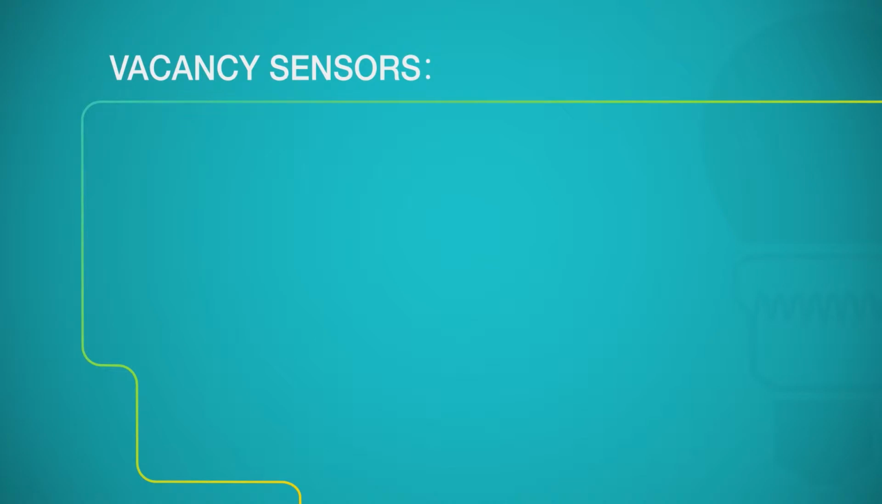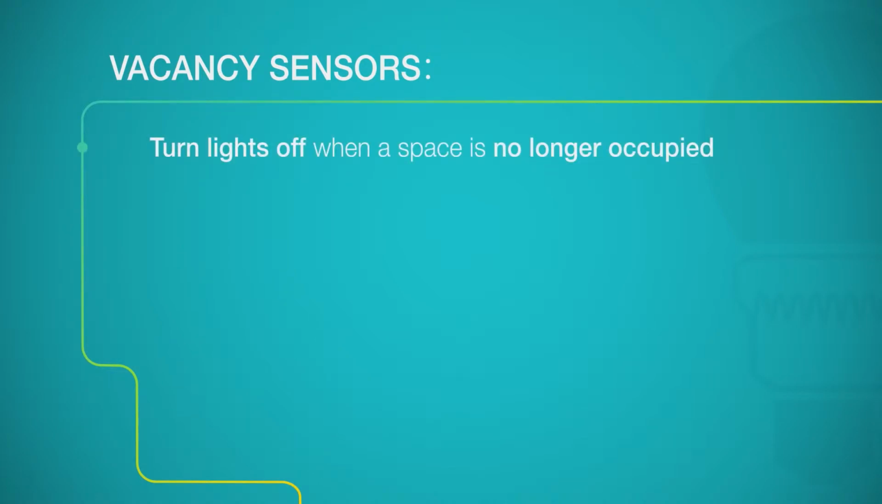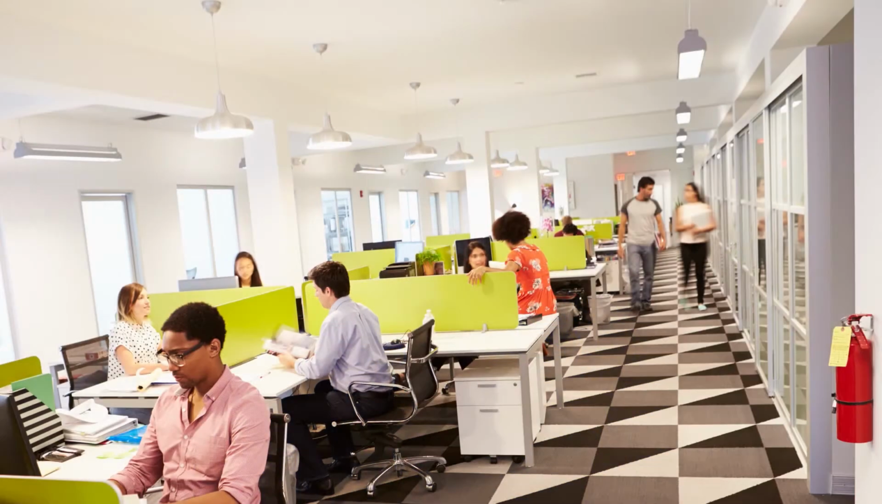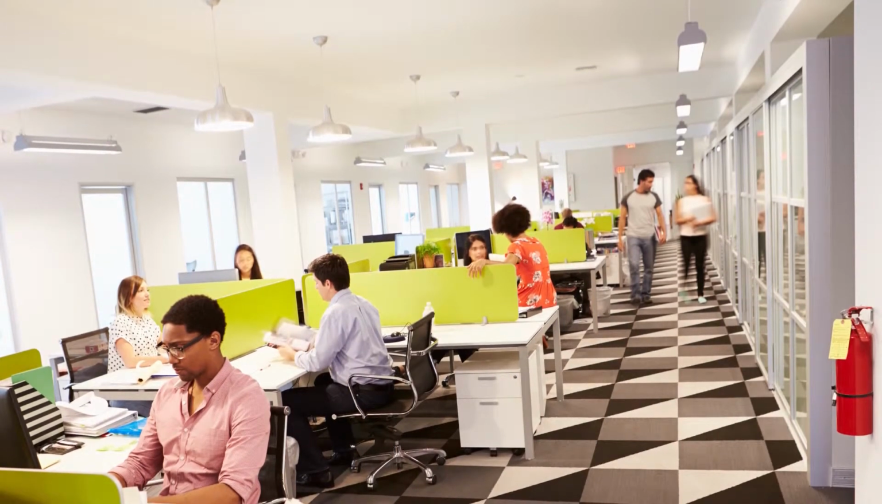Vacancy sensors detect when a space is no longer occupied and automatically turn lights off. Proper placement and technology selection reduces false triggering. In private offices and conference rooms, using wall-mounted manual on, automatic off systems may be the most appropriate selection. In classrooms or gyms, ceiling and/or high corner mounted automatic on may be best. Certain spaces, such as conference rooms and copier rooms, will have a higher percentage of savings than spaces occupied a larger percentage of the time, such as open office areas.